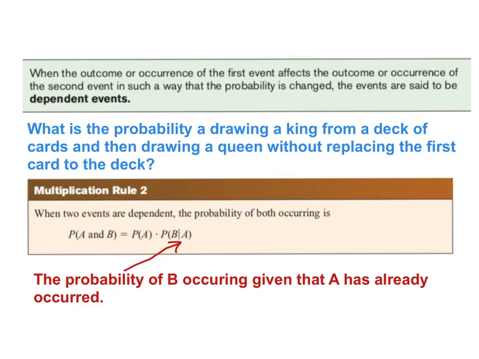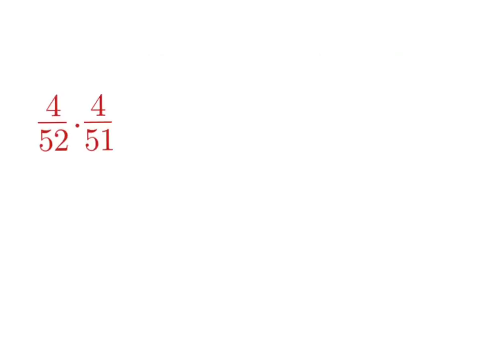Which means how many cards are left? There are 51 cards left. What is the probability of drawing a queen? How many ways can you get a queen now? 4 out of 51. Okay? This is what your setup should be.